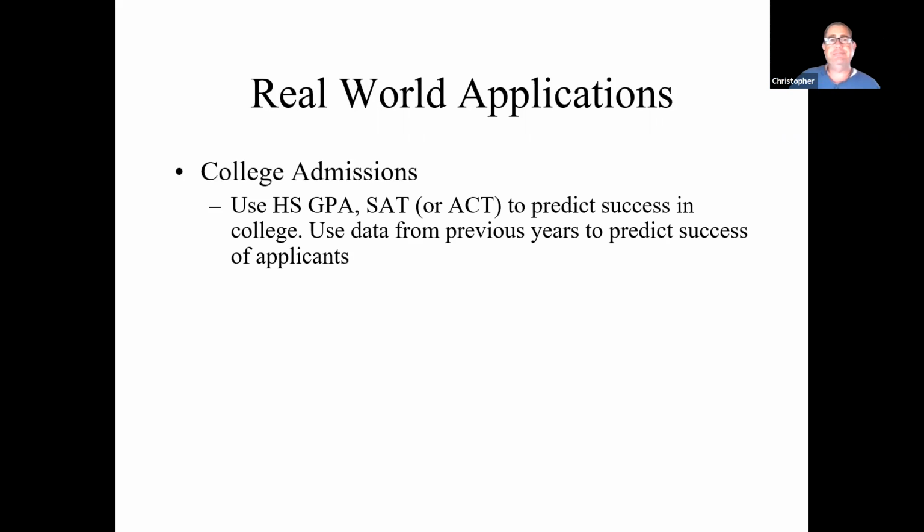All right, a handful of real-world applications. Regression and regression approaches are really widely used. They're used in college admissions. Use high school grade point average, GPA, or ACT to predict success in college. You take data from previous years, you have that data about students, you use that to build predictions for incoming students.